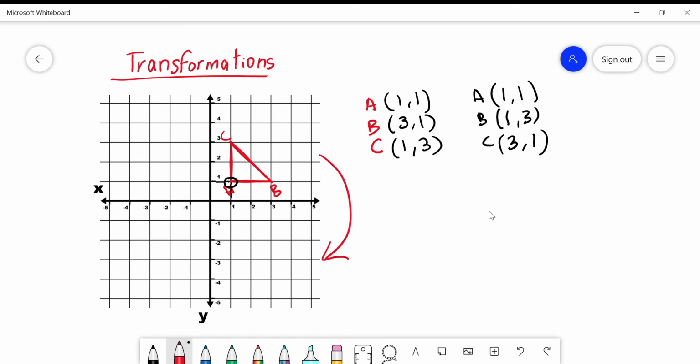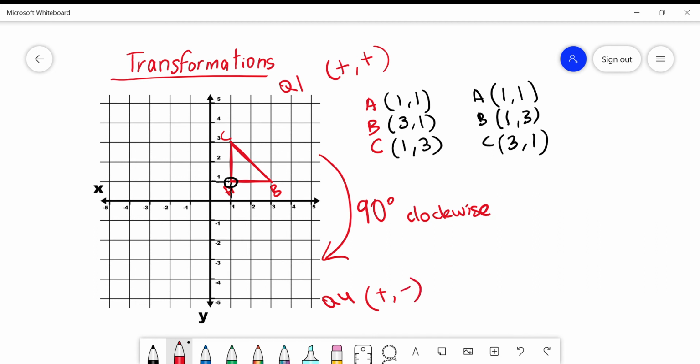We need to make sure that we are rotating this triangle 90 degrees clockwise, which means that the shape is changing from quadrant 1 to quadrant 4. In quadrant 1, the X is positive and the Y is positive. However, in quadrant 4, the X is positive and the Y is negative. That means that we have to change all the Y's into negative.